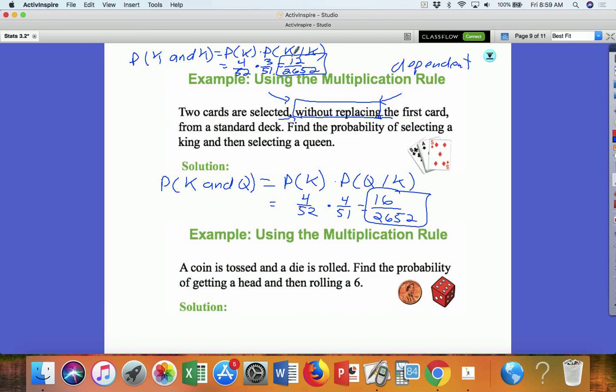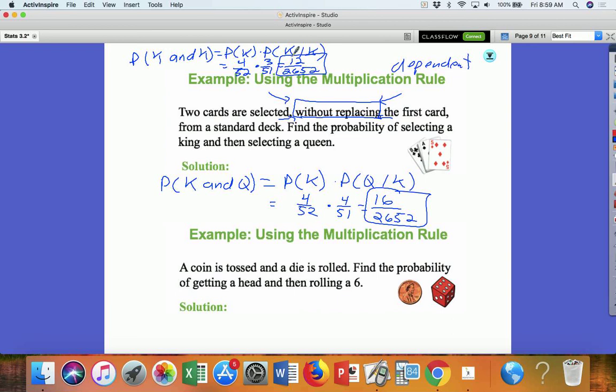So the chances of drawing the second king is 3 out of 51. Now think about it. Do you think that your chances of drawing a king and a queen are going to be the same as drawing a king and then drawing the second king? That second king is going to be a little tougher, so you have 12 out of 2,652 chances instead of 16 out of 2,652. Okay, so that should seem reasonable.